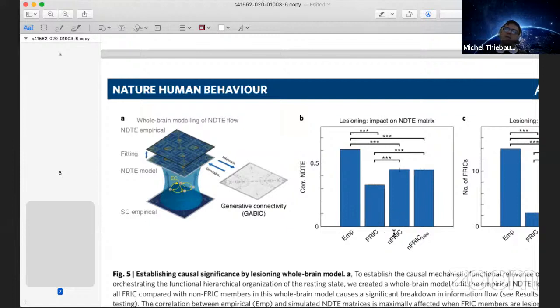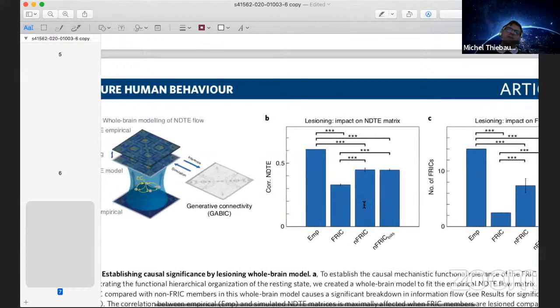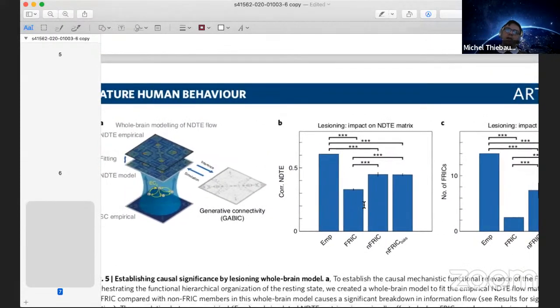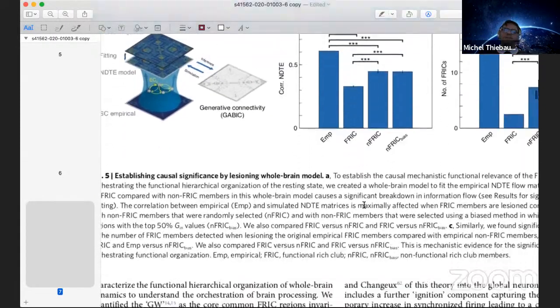When the lesion is in a non-FRIC region, you can see that there is a significant difference from a lesion in the FRIC, but you still have a difference with the normal functioning. But their prediction is that a lesion to the FRIC system will be the worst in terms of the overall functioning and the brain power, if you want, of individuals to interact and really be themselves.